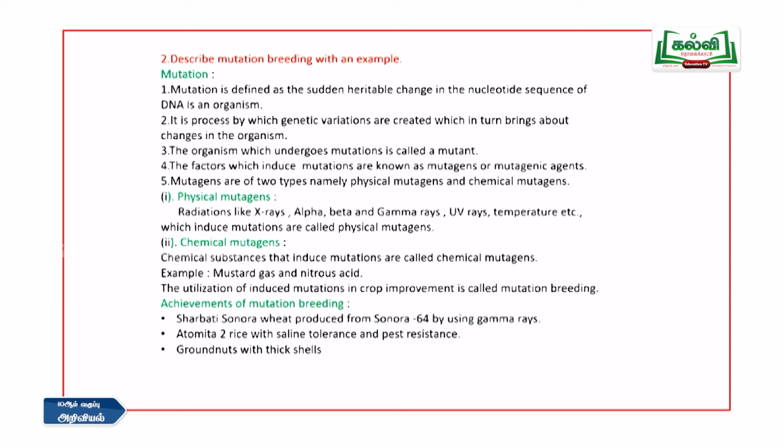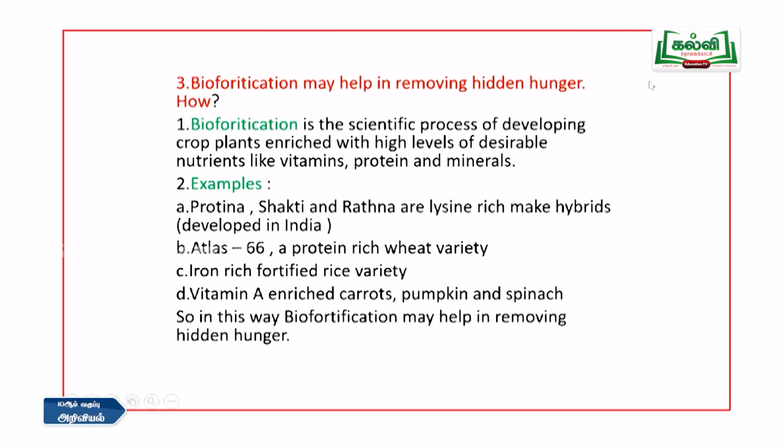Point number 2, Atomita 2 rice with saline tolerance and pest resistance. Point number 3, groundnuts with thick shells. So it is the answer. Now we go to question number 3.